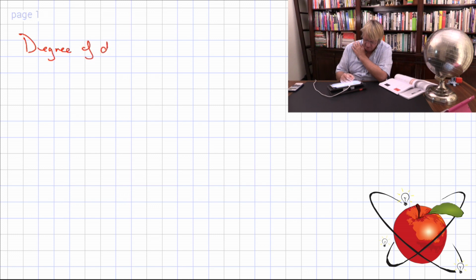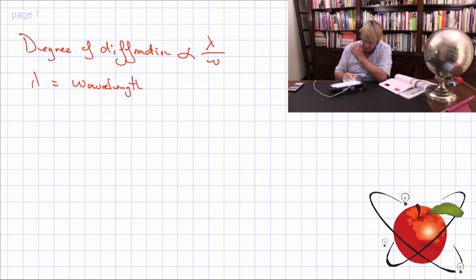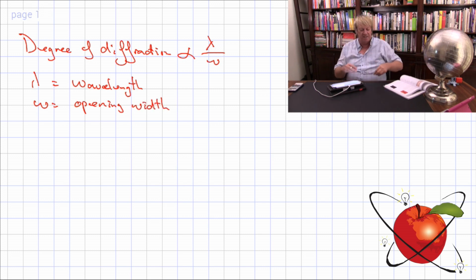All right, they say that the degree of diffraction is proportional to lambda over W, okay, where lambda is obviously the wavelength and W is the opening width. Sometimes you'll see that as D, the aperture width, right?